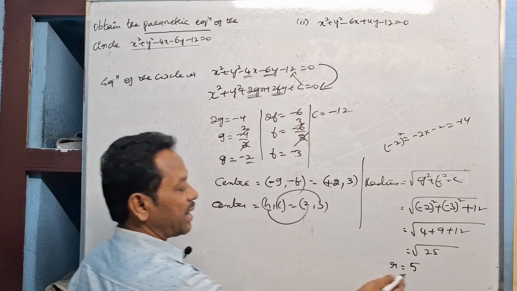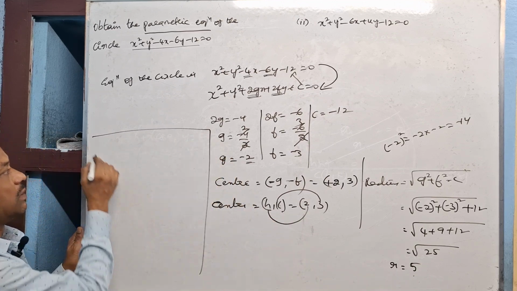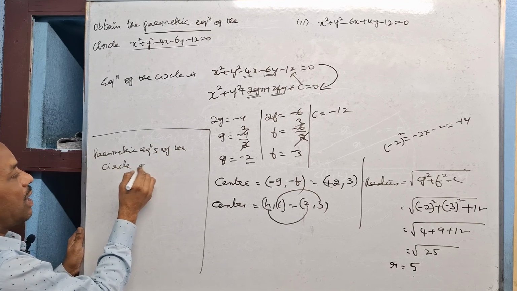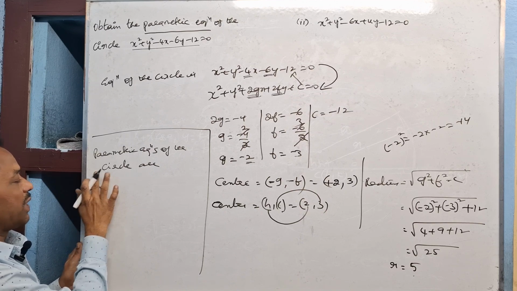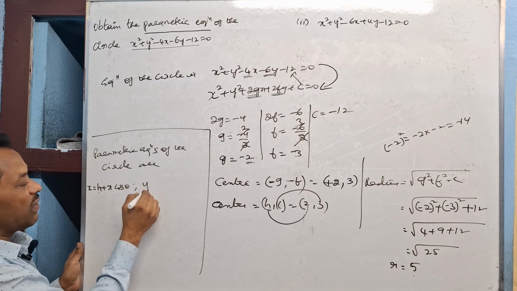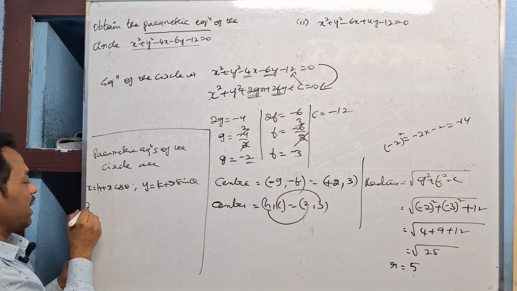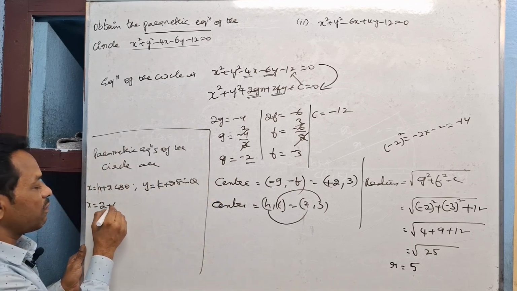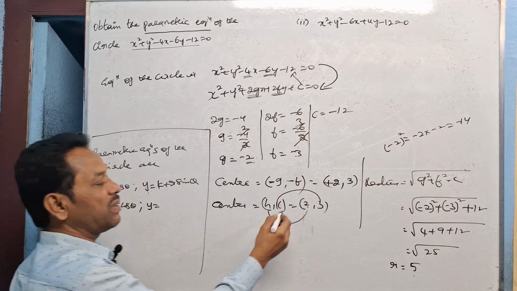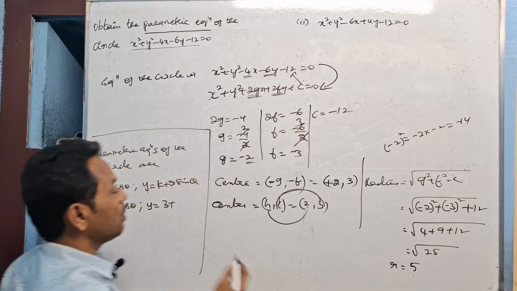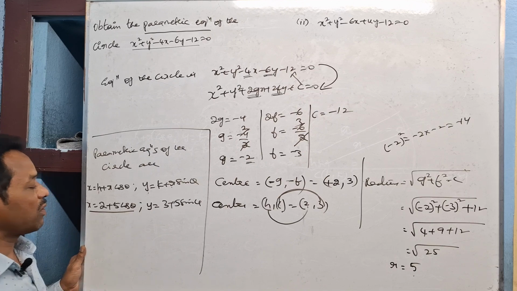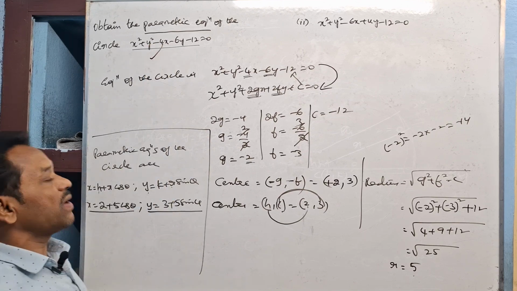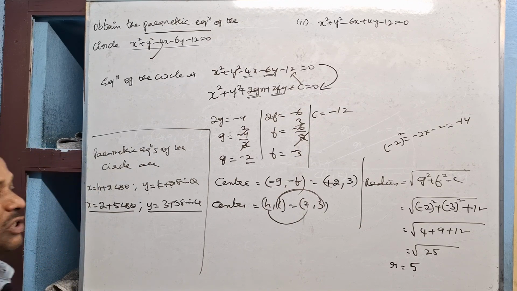Now we know h comma k and r. So now we'll go for the parametric equations of the circle. Our parametric equations of the given circle are x equal to h plus r cos theta and y equal to k plus r sin theta. So x equal to, the value of h is 2, plus the r value 5, so 2 plus 5 cos theta, and y equal to, the value of k is 3, plus the r value 5, so 3 plus 5 sin theta. So x equal to 2 plus 5 cos theta, y equal to 3 plus 5 sin theta are the parametric equations of this circle x square plus y square minus 4x minus 6y minus 12 equals 0. Okay, bacho. So let's go for the next question.